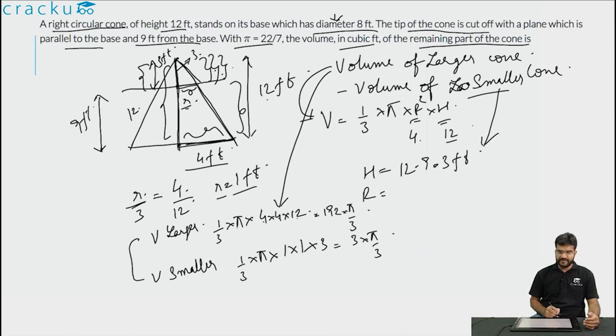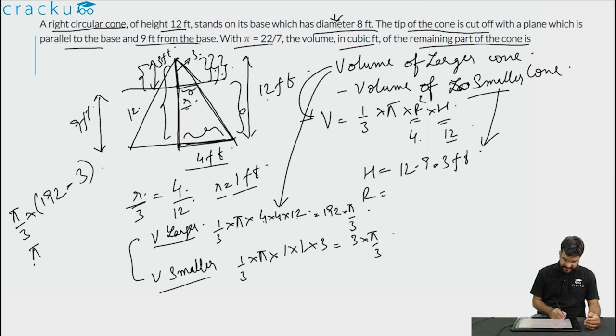Therefore, the volume of the remaining part of the cone is the volume of the larger cone minus the volume of the smaller cone. So this will be pi by 3 into 192 minus 3. This is pi by 3 into 189. 189 by 3 is 63. So the required answer is 63 pi.